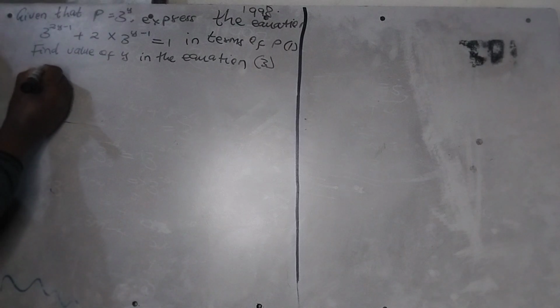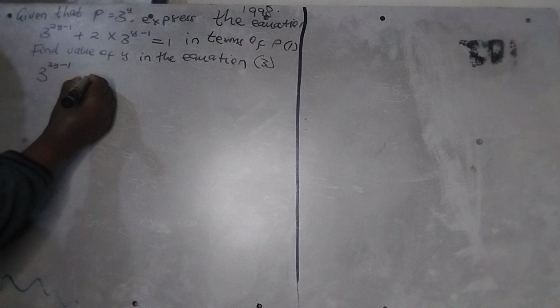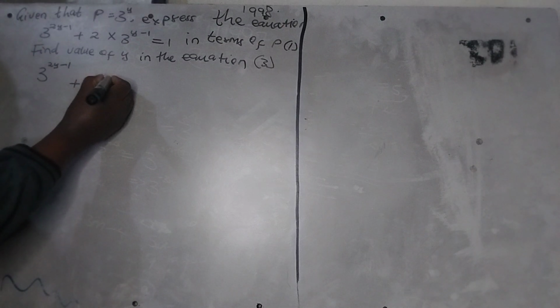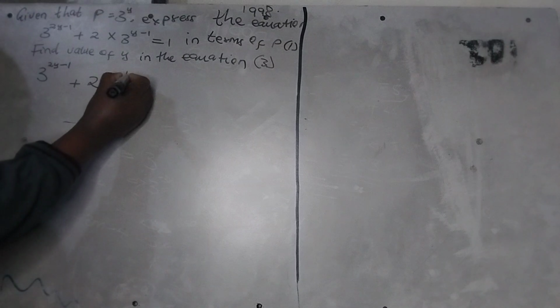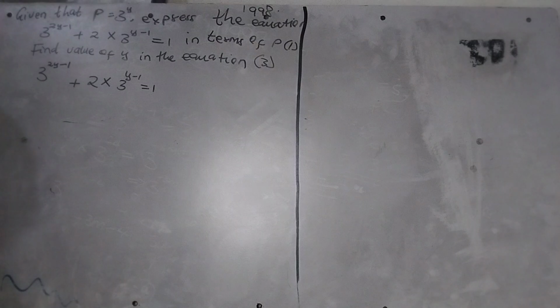We have our equation as 3 to power 2y minus 1 plus 2 times 3 raised to power y minus 1 is equal to 1. The first part of the question says to express the equation using P, and P is said to be 3 to power y. Before we even continue, in my first video I gave a basic that connects powers with the negatives and positives and where they were derived from.